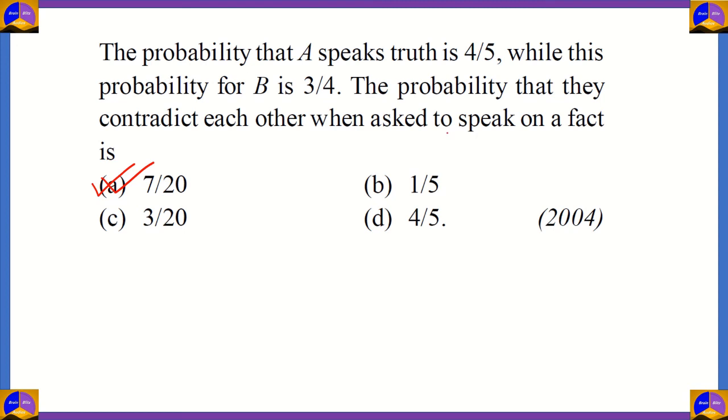Now the trick here is the word contradict. So for contradicting, you need to be aware of the fact that when A and B contradict each other, one of them must speak a lie and the other must speak a truth. The role can be interchanged, which is why we add a plus to the probability. So we add the probabilities up.